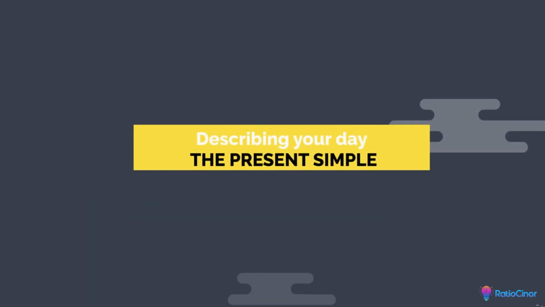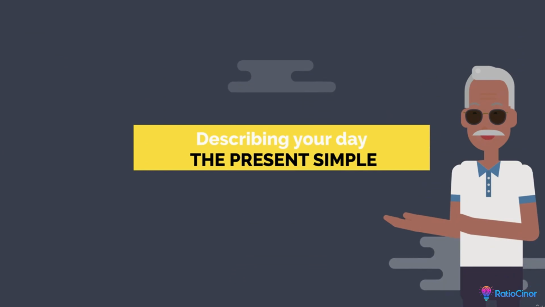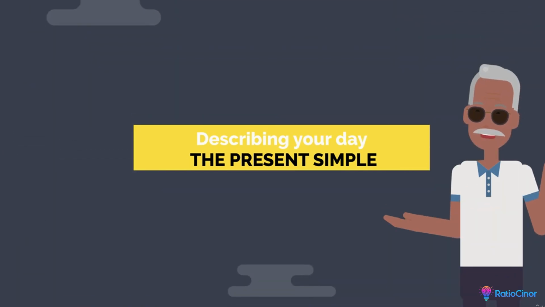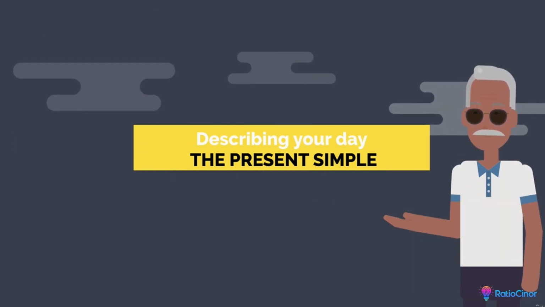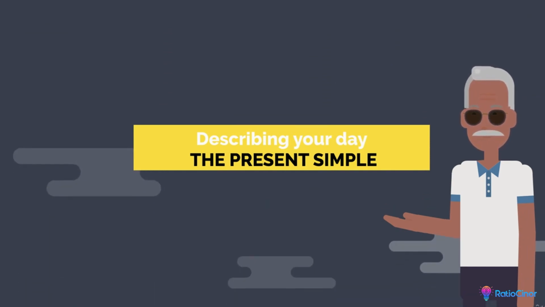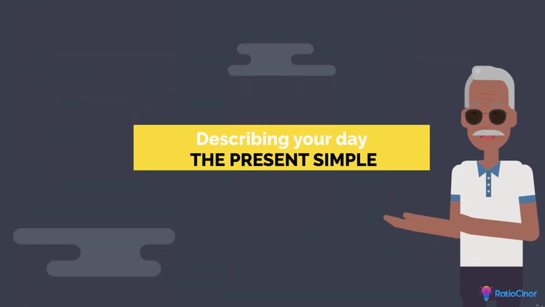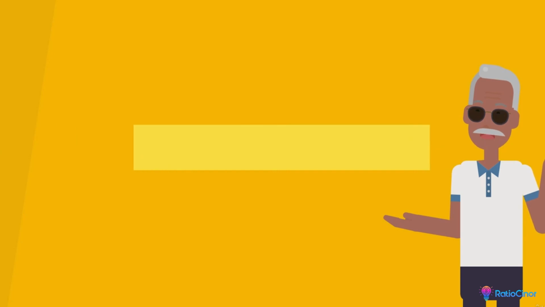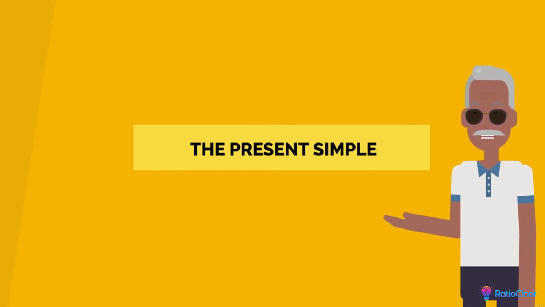Describing your day, the present simple. Use the present simple tense to talk about the things you do regularly. For example, when you normally go to work or eat lunch. To make the present simple, use the base form of the verb, the infinitive without to.